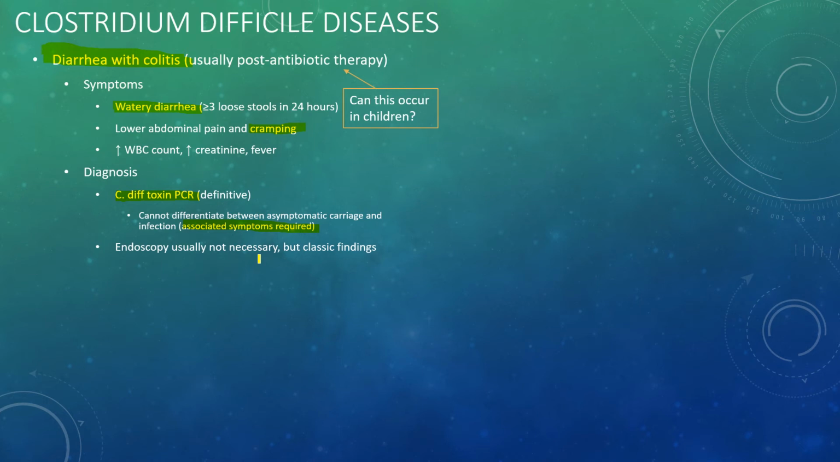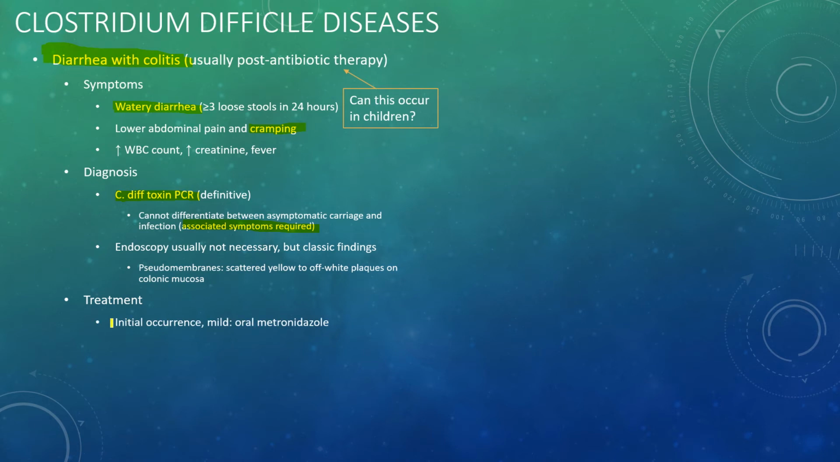Endoscopy is usually not necessary, but there are some classic findings you might get in a case. You have pseudomembranes, which means you have scattered yellow to off-white plaques all over the colonic mucosa. They're scattered everywhere. So it's not a diffuse whole pseudomembrane. Usually it's multiple plaques of pseudomembranes.